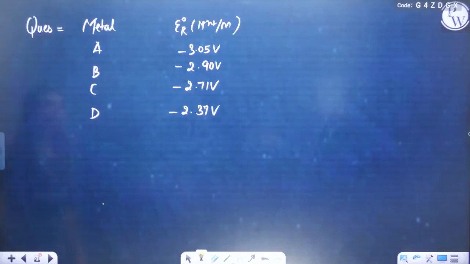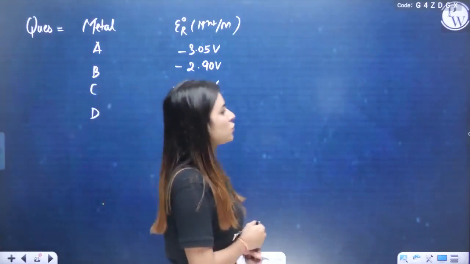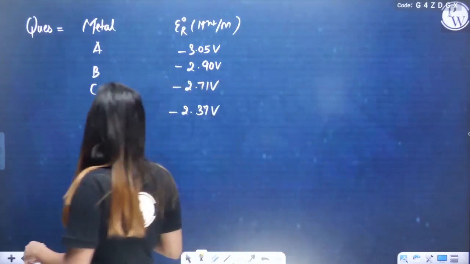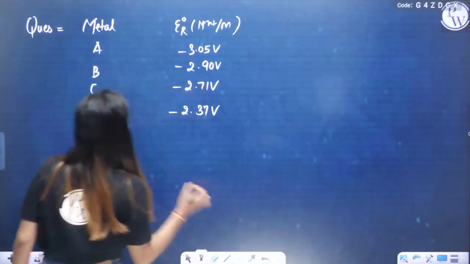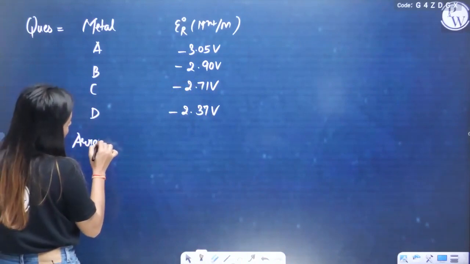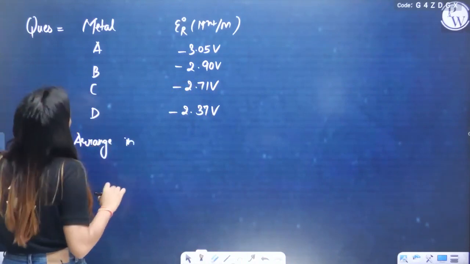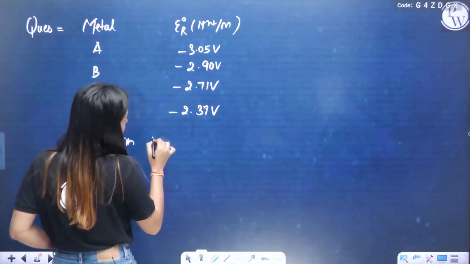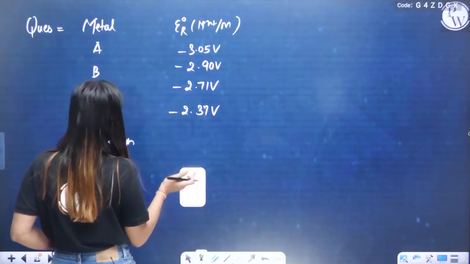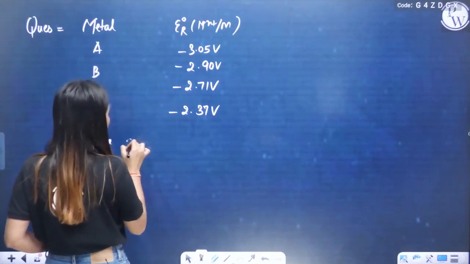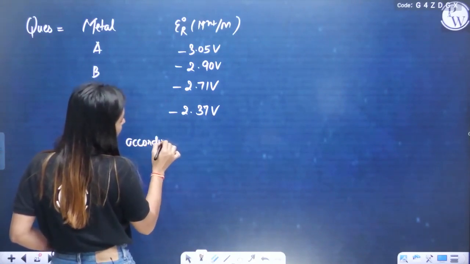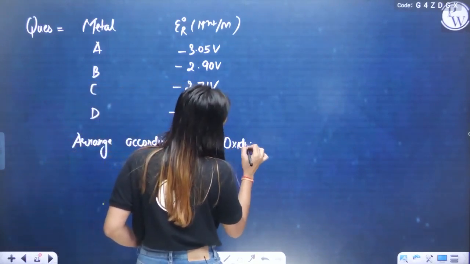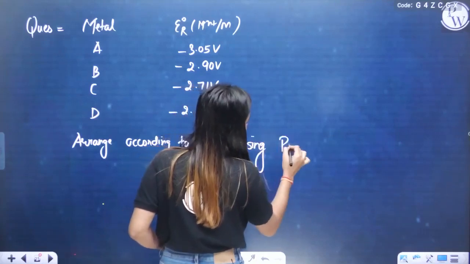The next question is on your screens. Metals and their reduction potentials are given. Okay, the question is incomplete, so let's write the question. Arrange in increasing order of oxidizing power. This is your homework. Okay, this is your homework.